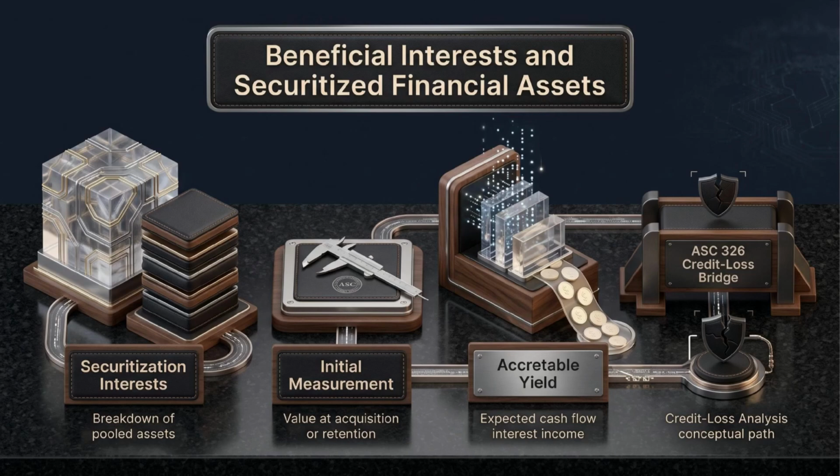And this time we move from life settlement contracts into beneficial interests and securitized financial assets. This is where one pool of financial assets can create several different cash flow interests. Our job is to understand what the holder owns, how the interest is measured, how accretable yield works, and when an adverse cash flow change points us toward ASC 326 for credit loss analysis.